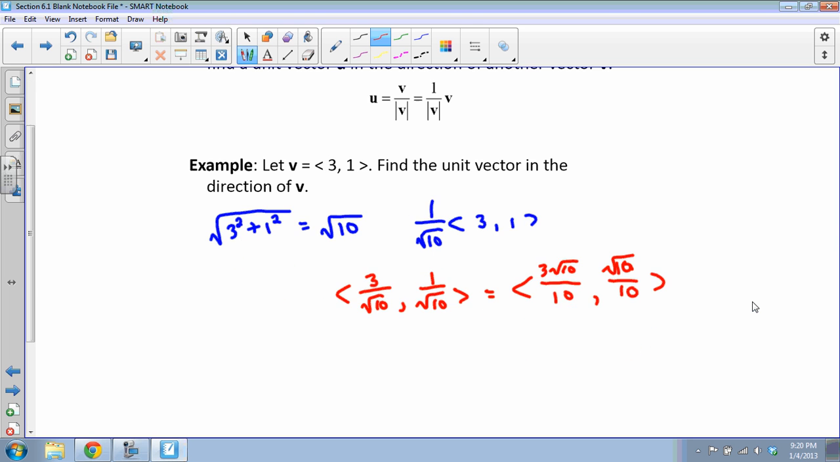And just a little reminder of what I said earlier: if they ask me to, I can write a vector with i's and j's, where I say the x value of my vector times i plus the y value of my vector times j. Either way they want us to write it, it's no problem, because they're just saying the same thing.